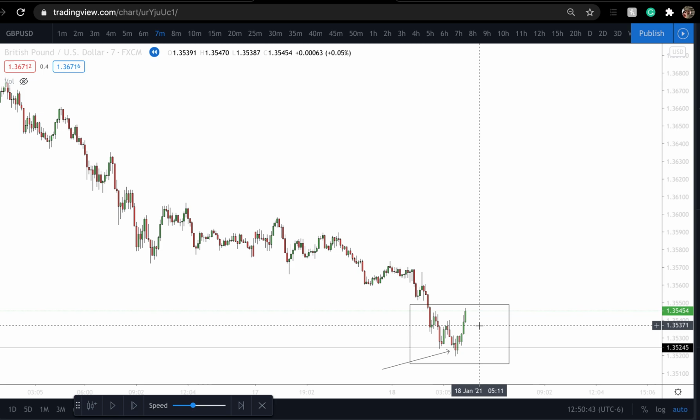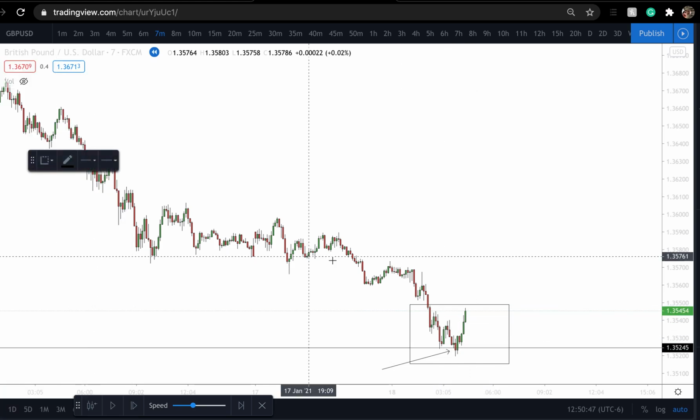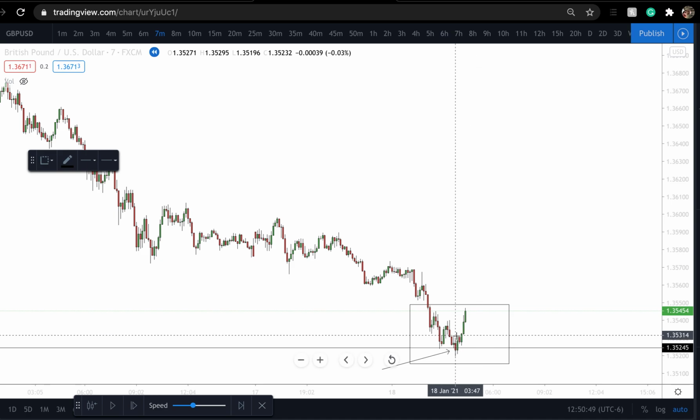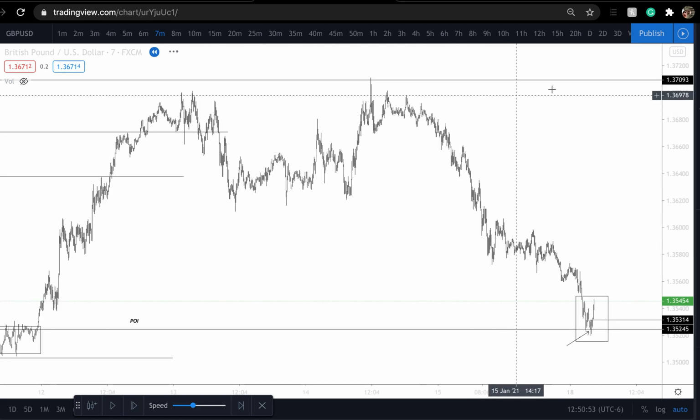So once we have that break of structure with a mitigation, this is where we look to enter. There's also some Wyckoff here, but I'm not going to explain that right now. And as you can see, this is your target.